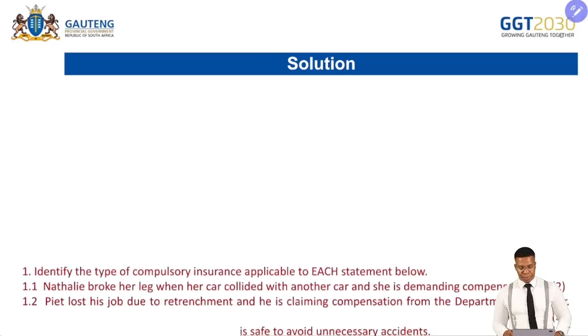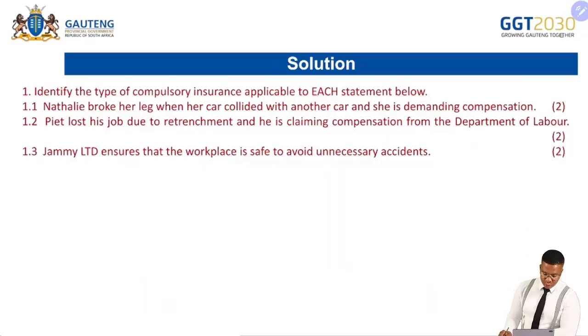Then we look into the types of compulsory insurance applicable to each statement below. 1.1, Natalie broke her leg when her car collided with another car and she is demanding compensation. And then we have Pete. 1.2, Pete lost his job due to retrenchment and is claiming compensation from the Department of Labor. And then 1.3, Jamie Ltd ensures that the workplace is safe to avoid unnecessary accidents.